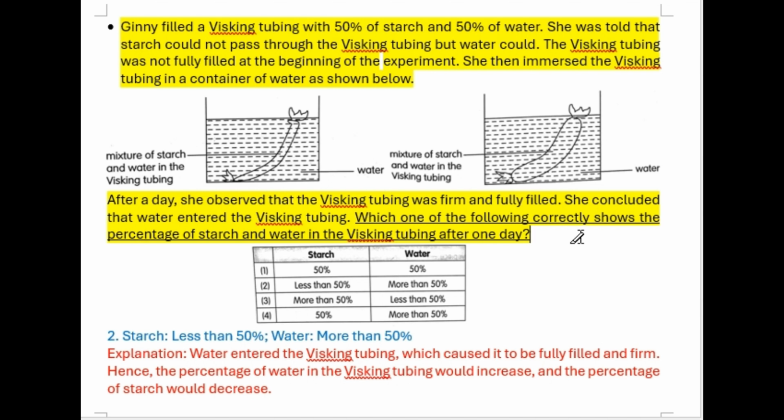2. Starch, less than 50%. Water, more than 50%. Explanation: water entered the whisking tubing, which caused it to be fully filled and firm. Hence, the percentage of water in the whisking tubing would increase, and the percentage of starch would decrease.